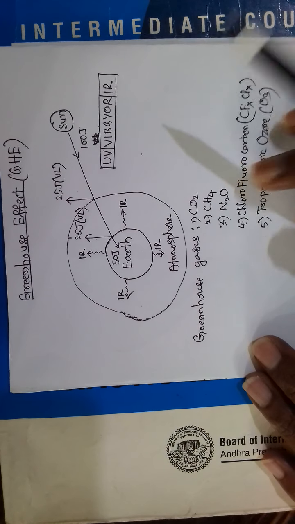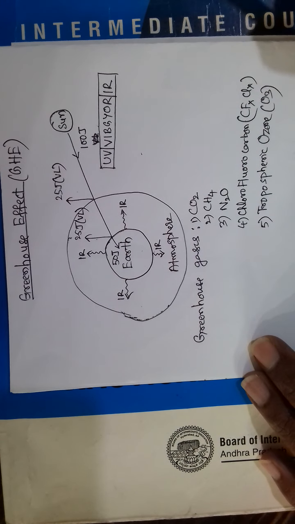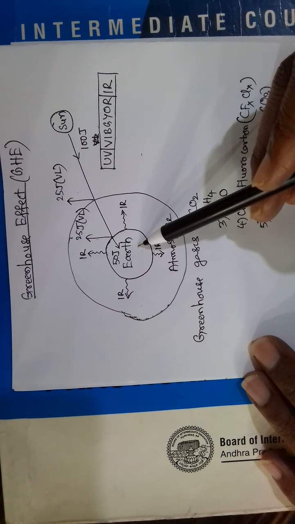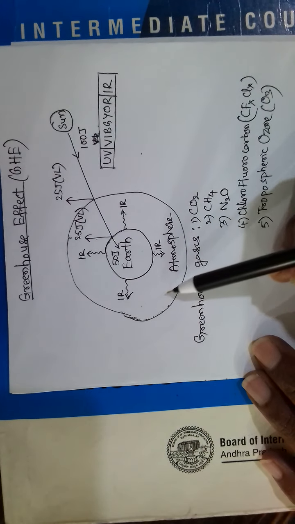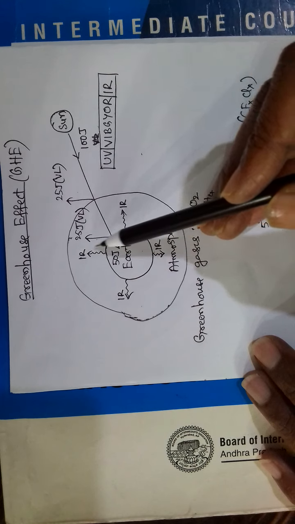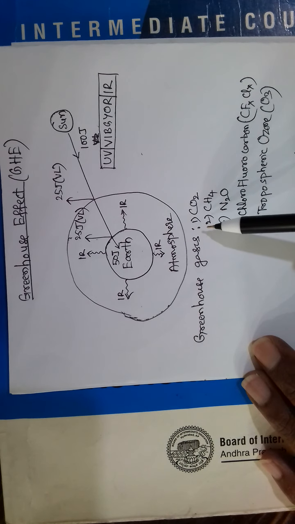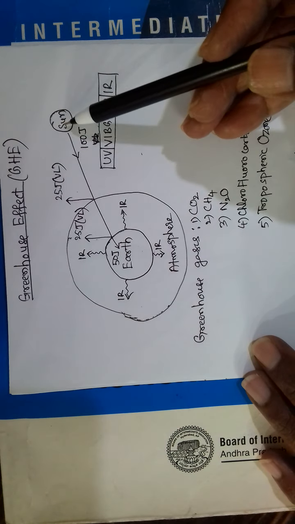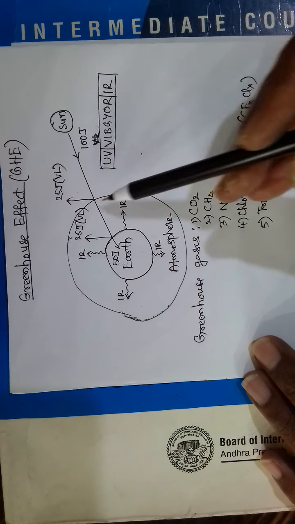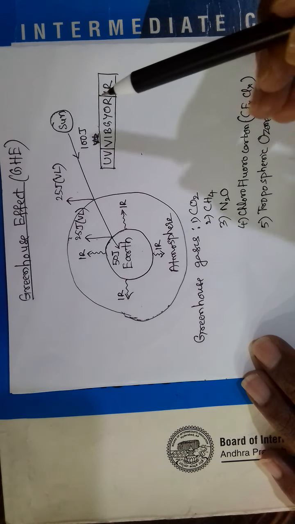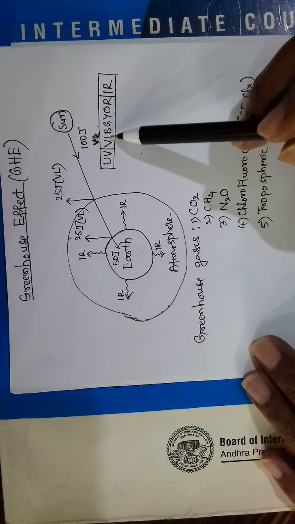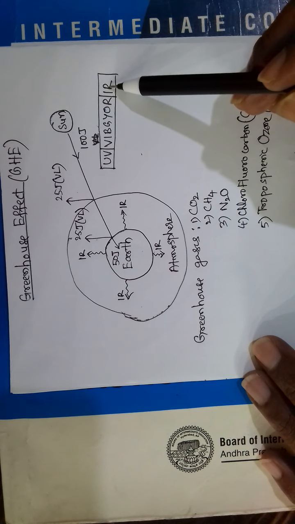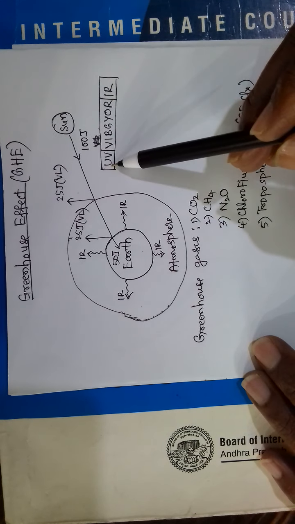Dear students, let us consider the greenhouse effect. This is our earth, and our earth is surrounded by atmosphere to several kilometers of height, and from the sun we are getting radiation. In the radiation we have the 7 colors of visible light, infrared radiation and ultraviolet radiation.